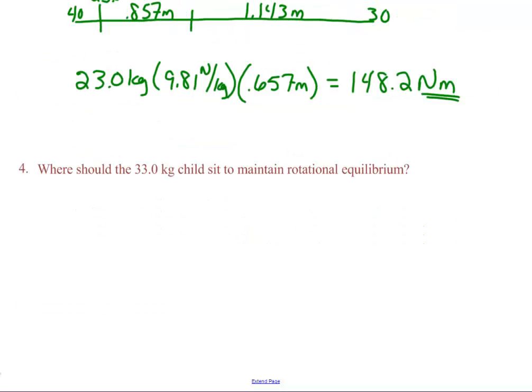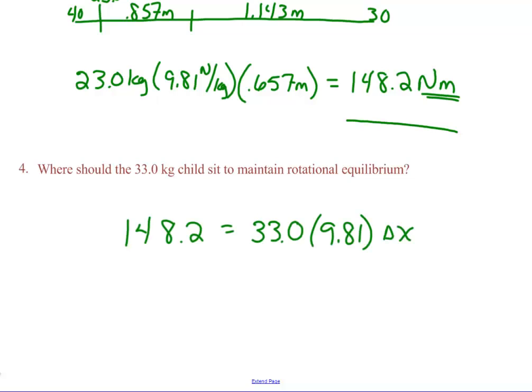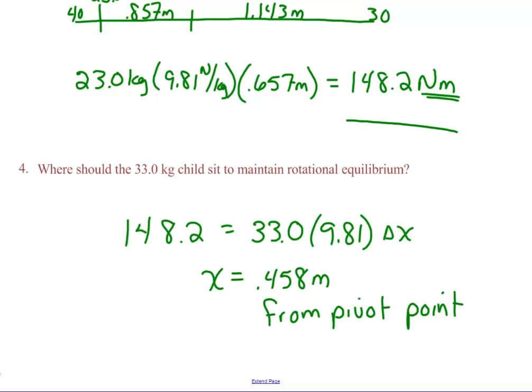All right, we're adding one more child. And we want to place this child to recreate equilibrium. So this 33 kilogram child needs to balance the torque we found here, 148.2. So we can use that and work backward. The torque we have to create is 148.2 Newton meters. That's going to equal this new child's mass. So if we solve for x, this is the position the child is, 0.458, and this is from the pivot point, and it's on the same side as the lighter child, the 30 kilogram child.